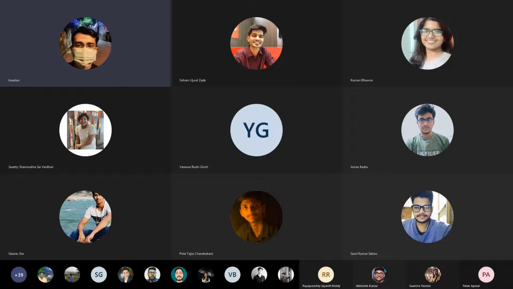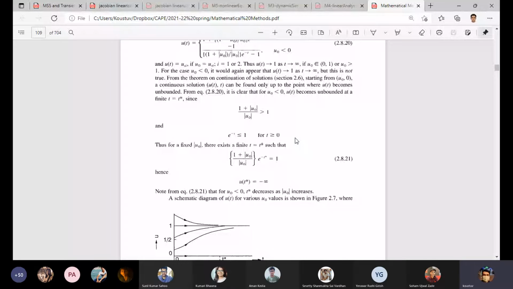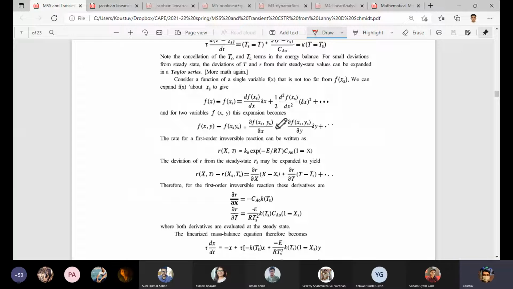Okay, if not, then let us continue our discussion. And today again the same topic will be revisited, but also a little bit more thrust will be given on characterizing the steady states. So this is not only restricted to non-isothermal CSTR, right?